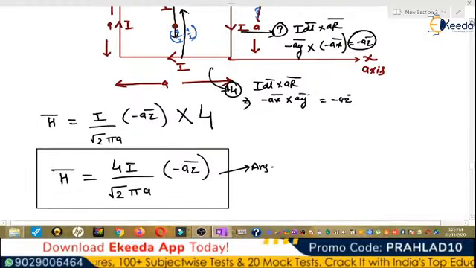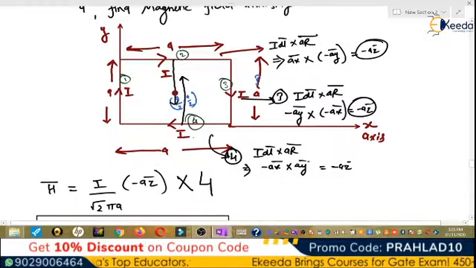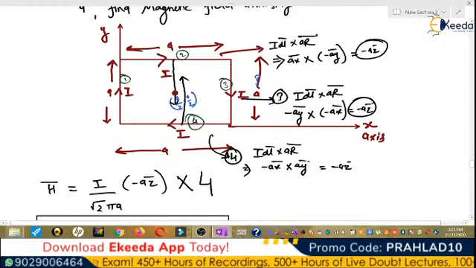Due to each and every wire, the direction of magnetic field is minus a_z. As we can see here, suppose this is the first segment, this is the second segment, this is third, and this is the fourth segment. So due to the second segment, dl vector cross a_R vector: dl vector is in x direction, so a_x cross a_R vector is in minus a_y, so again the direction will come as minus a_z.